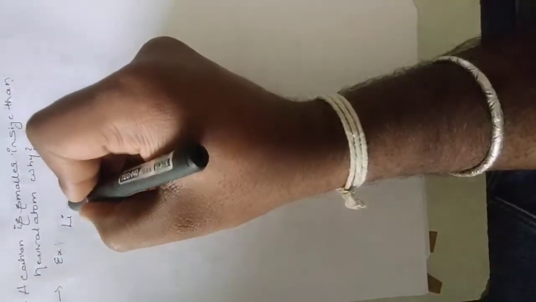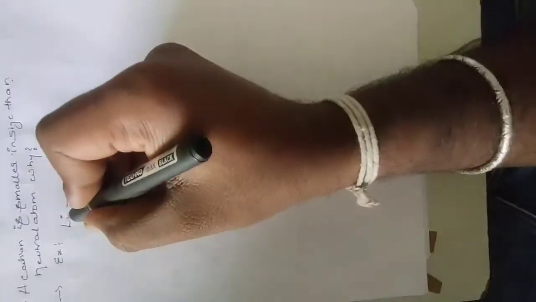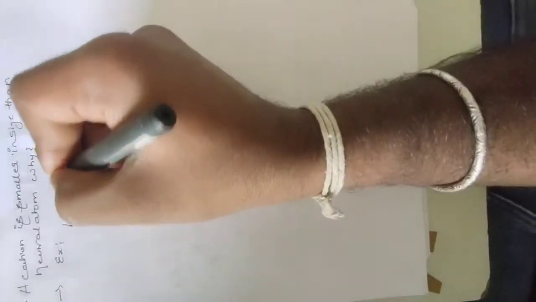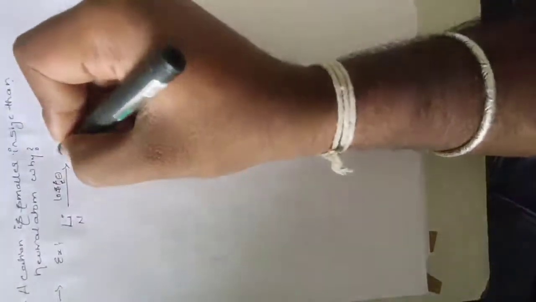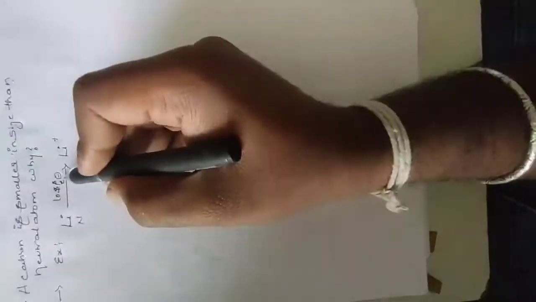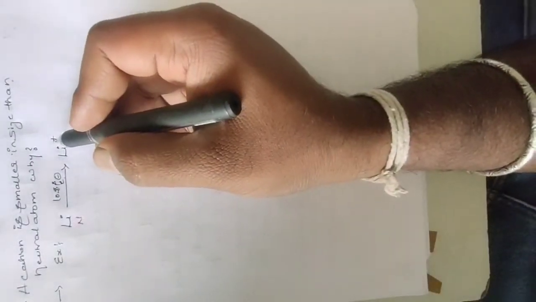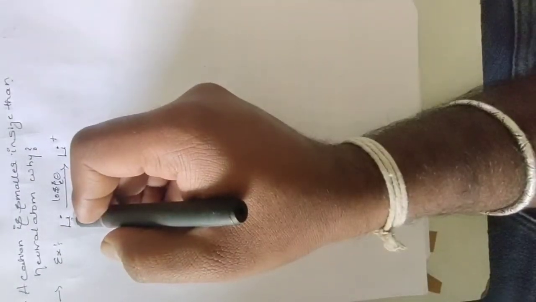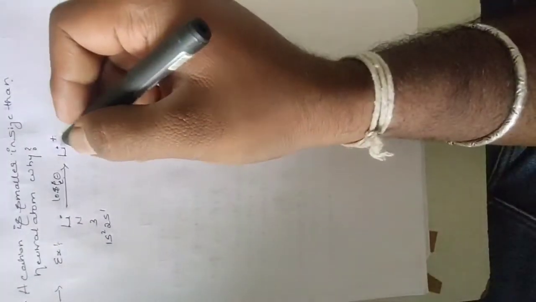Lithium is an alkali metal, it loses an electron. It is in the neutral state, correct? Now what happened? It loses an electron, then it becomes lithium plus. It loses one electron, for that I added plus. If you write the electron configuration for lithium, the atomic number is 3, so we write 1s2, 2s1, correct? Similarly, we write for lithium plus, the lithium cation.